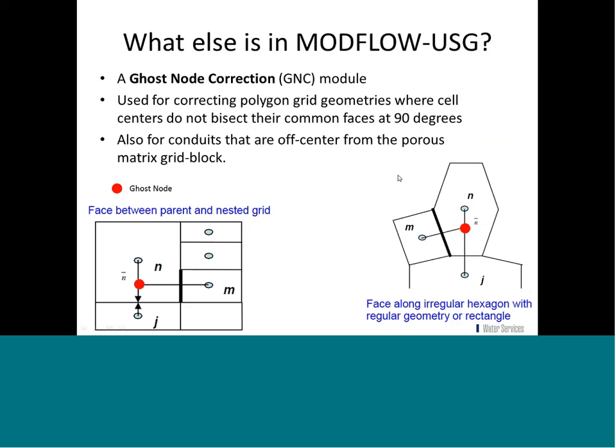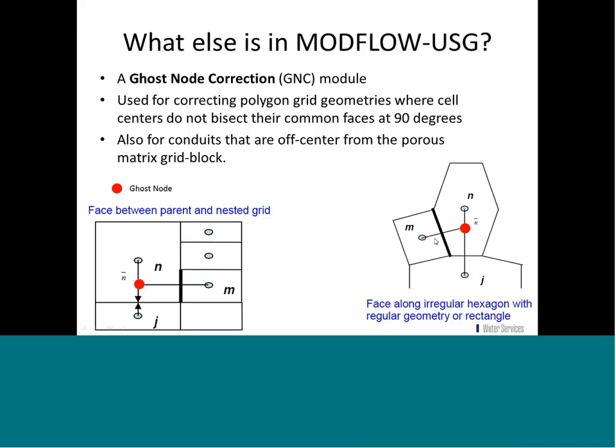MODFLOW-USG also includes a ghost node correction, or GNC package, and this is used for correcting polygon grid geometries where adjoining cells do not have a bisecting line that intersects at the 90-degree angle, essentially. Some illustrations showing this are at the bottom of the screen. So if you have these nested grids where the center of a coarse parent grid is adjacent to these smaller refined grids, you can see that the center of those grids will not intersect at a 90-degree angle. So instead, MODFLOW-USG can insert a ghost node at that location so that it'll honor the finite volume formulations.